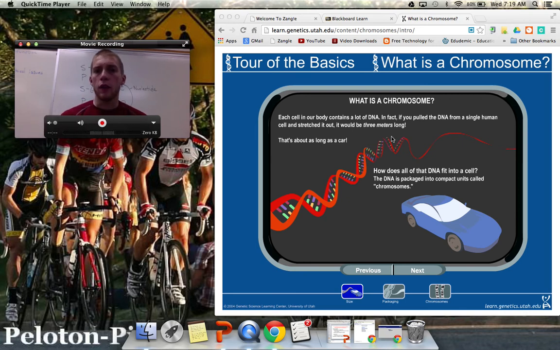So, a chromosome is basically just a condensed form of a DNA molecule. If you were to take all the DNA in a single human cell and stretch it out, it would be about 3 meters long, or as long as a single car. And so in order to get all of that genetic information into a nucleus of a cell, we have to be able to condense it and package it in a different way. That condensed and packaged form is what is called a chromosome.